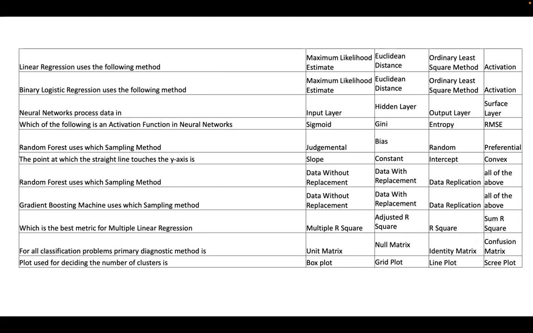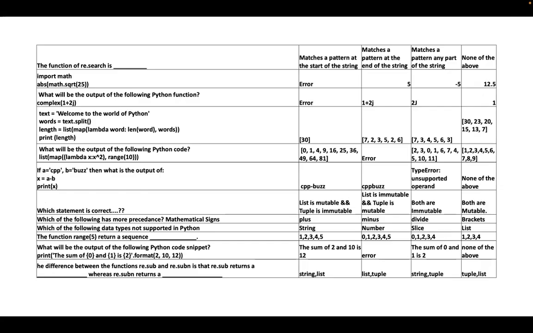Linear equation uses the following method. I think it is the ordinary least squares method. The distance between the residual and the straight line should be minimum. Binary logistic regression uses the maximum likelihood method. Okay, neural networks we have not discussed. This is advanced machine learning.